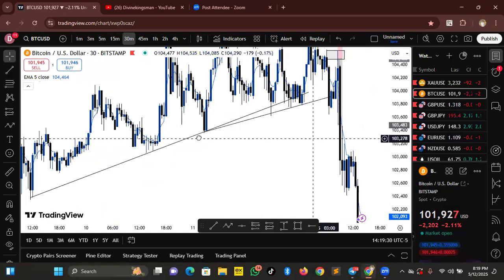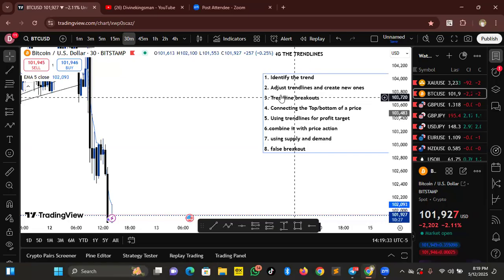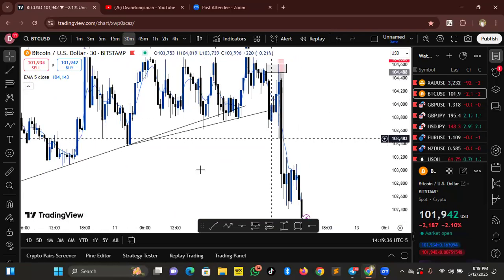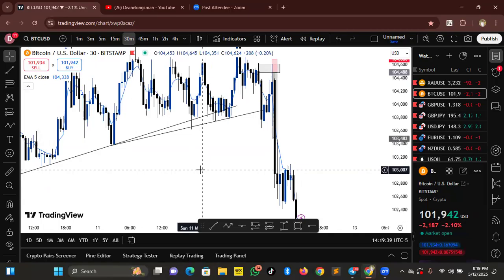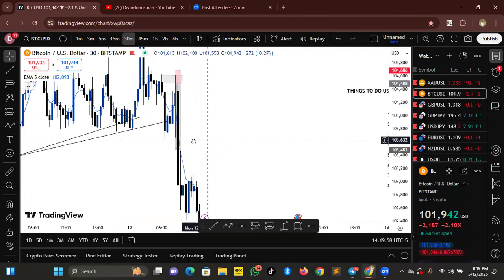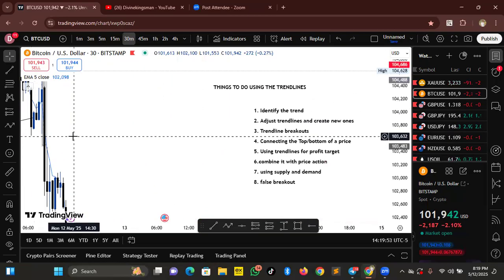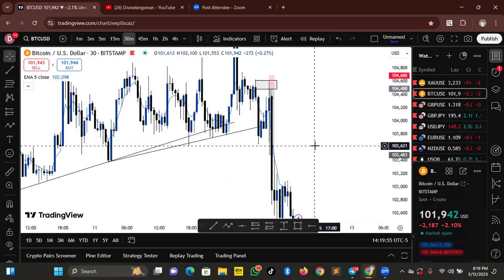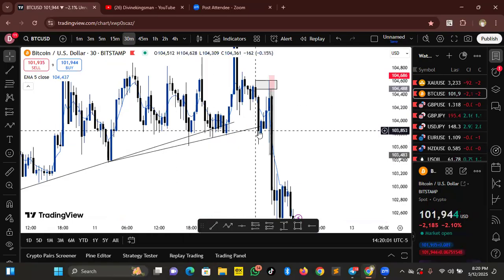Now, the third one we're talking about is called trend line breakout. When a market breaks a trend line to the downside, it will go up to test that level. Hear what I'm saying for the third one, trend line breakout. So the third thing to do using trend lines is trend line breakout. When a market breaks a trend line to the downside, note it will go up to test that level.